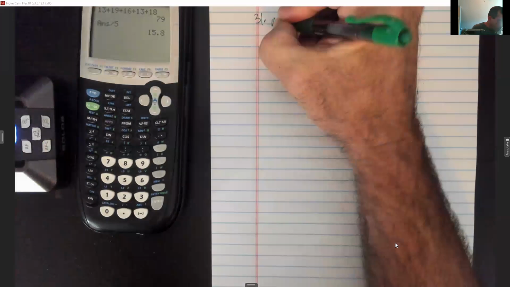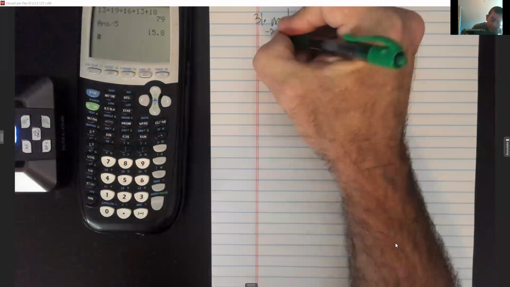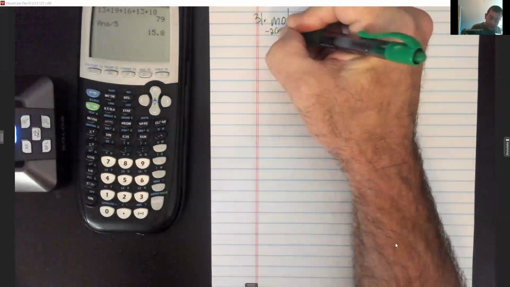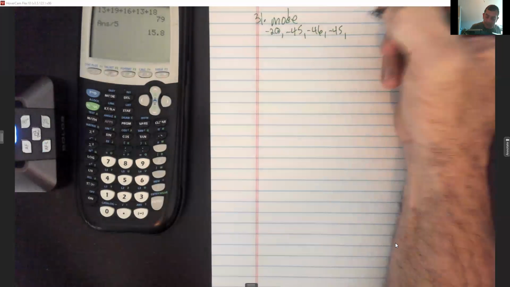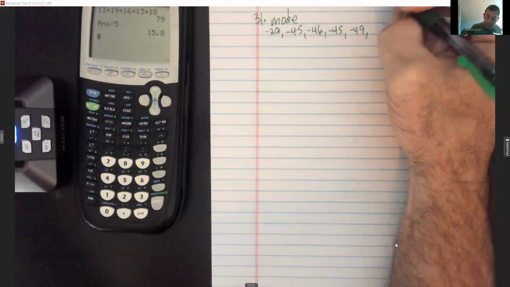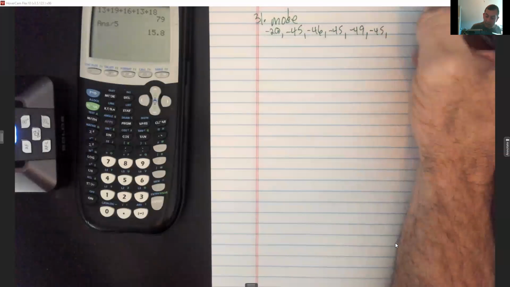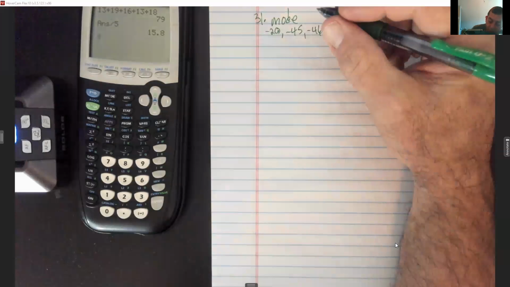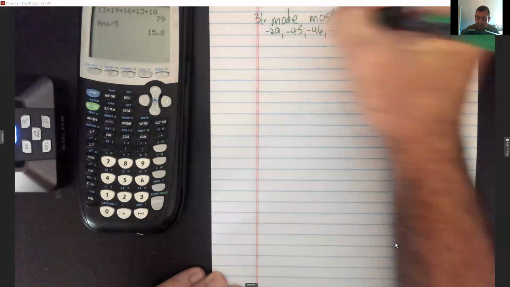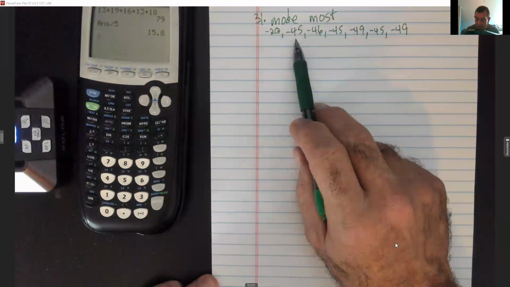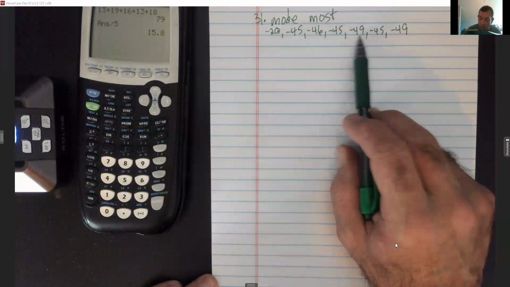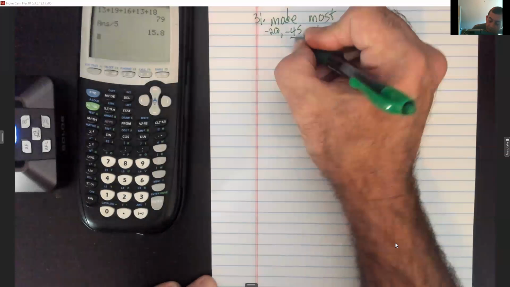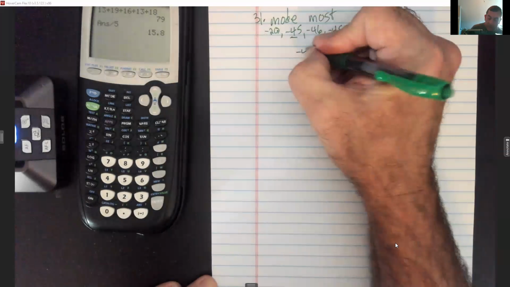Find the mode for the given sample. So I want the mode. They're giving me -20, -45, -46, -45, -49, -45, and -49. So the mode is the one that happens the most. Let's see, 20 only happened once, 45 happened 1, 2, 3 times, 46 only 1 time, 49 twice. So since -45 happened 3 times, the mode is -45.